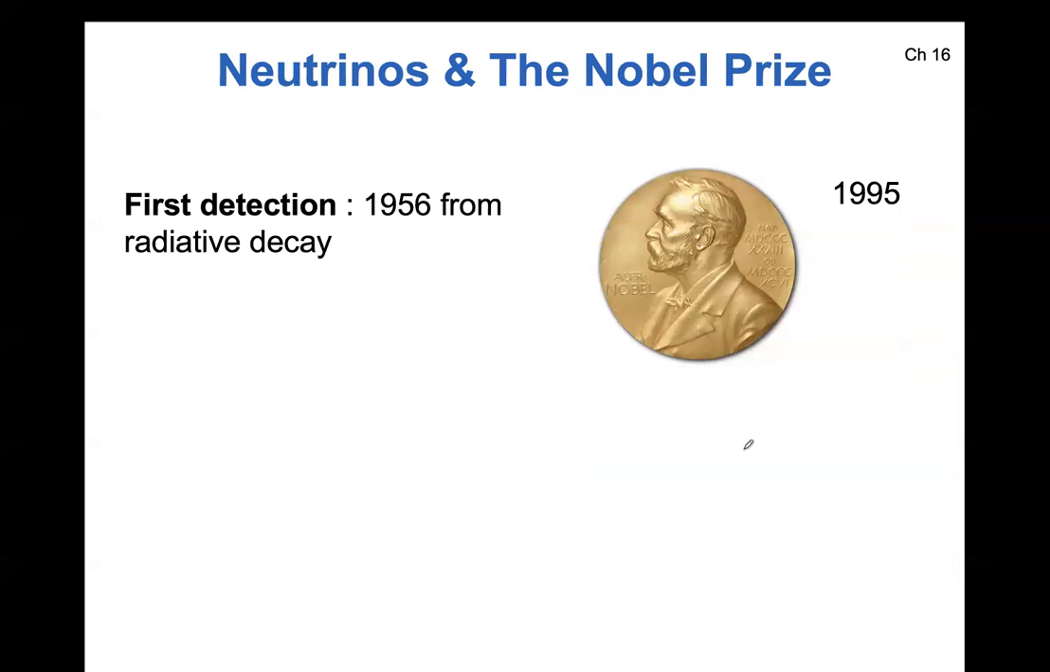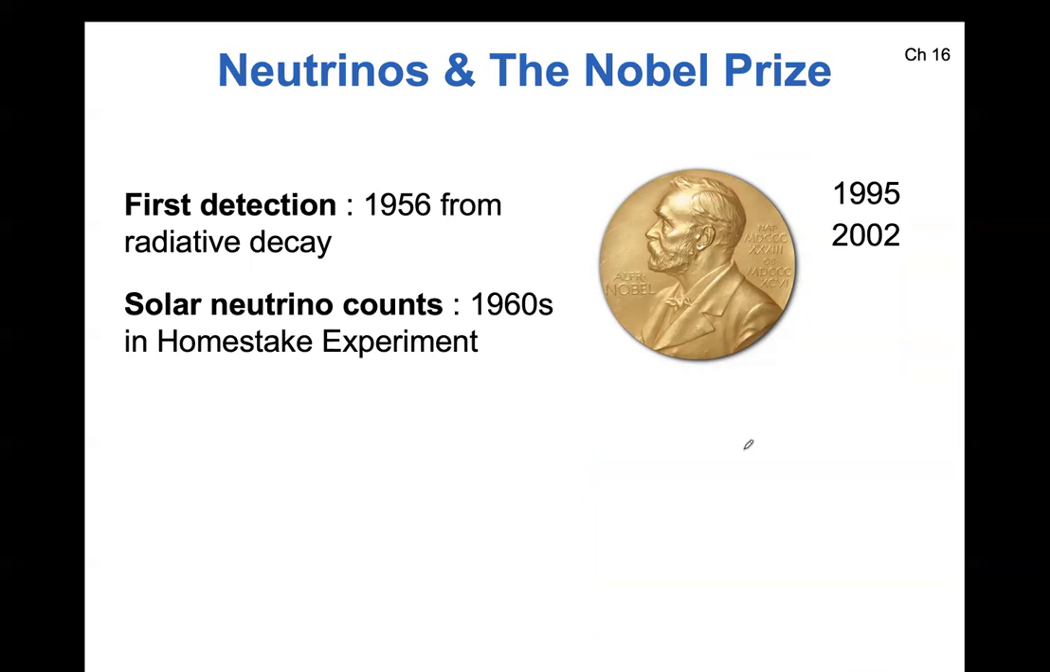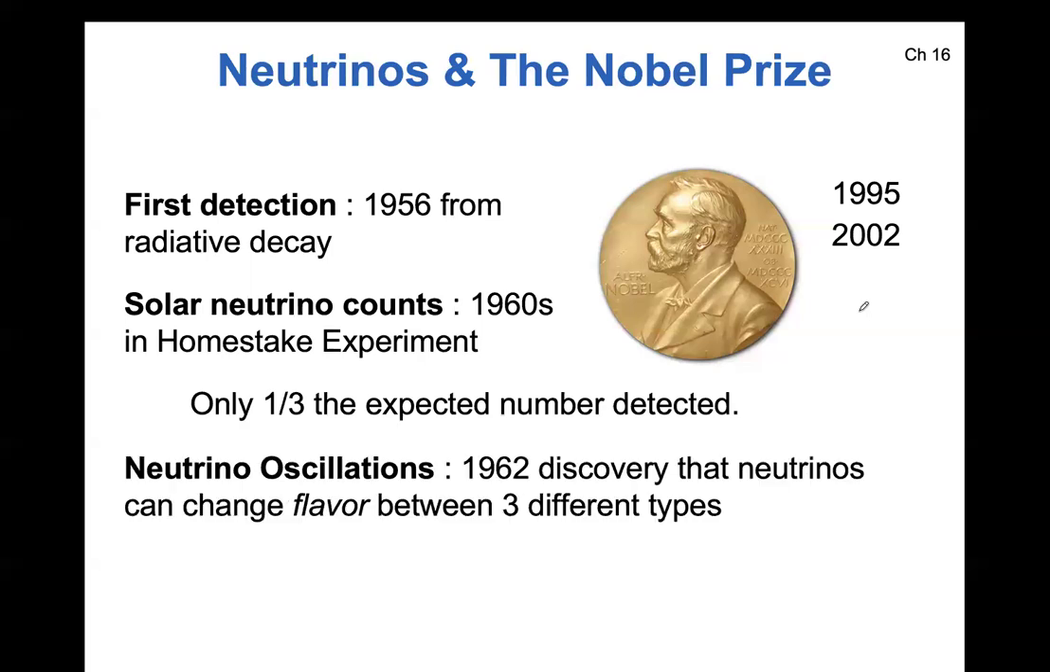The first detection in 1956 led to a Nobel Prize. And another one, because of follow-up results and actually counting the solar neutrinos in the 1960s, led to a Nobel Prize in 2002 after the results were studied. And they actually found out that there were much fewer of the neutrinos than they expected once they actually had enough to really have good results.